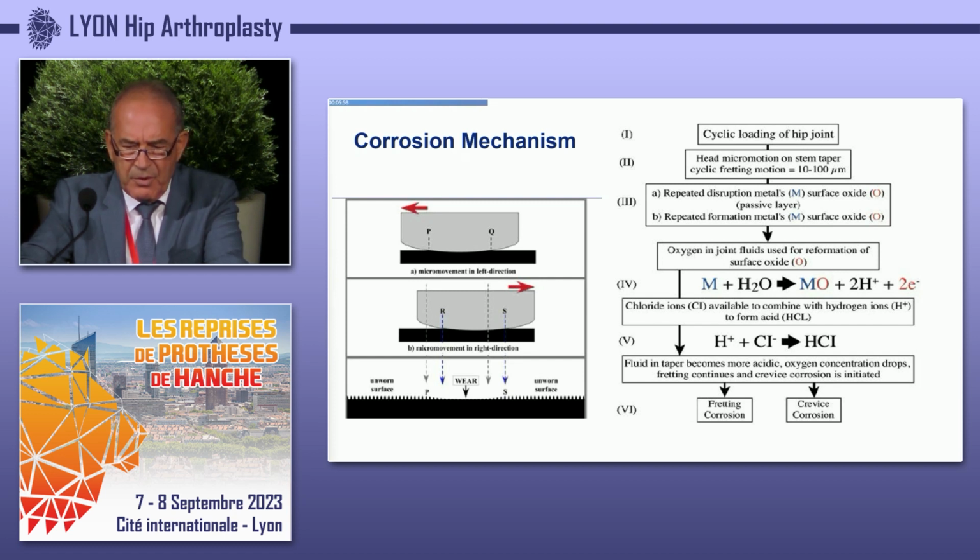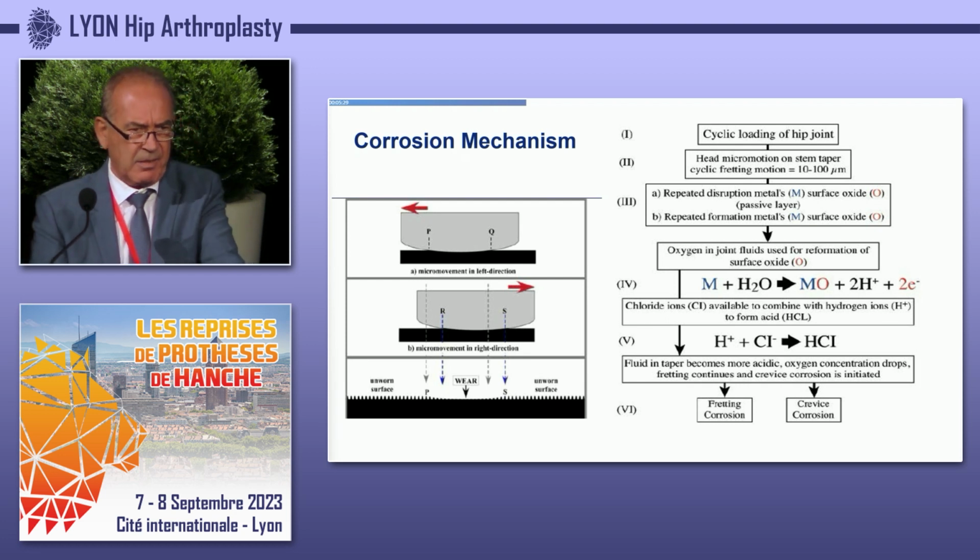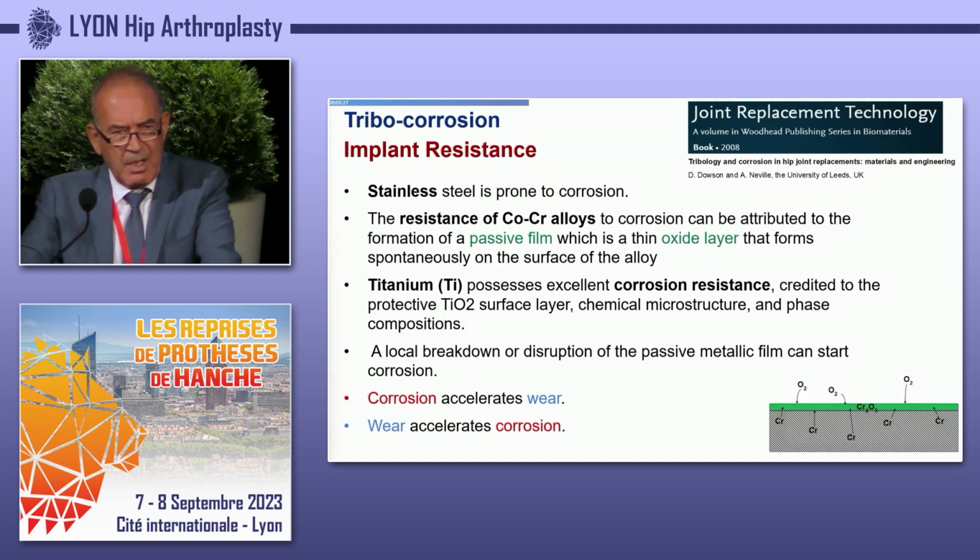The oxygen in the joint fluid is used for formation of the surface oxide, and there are chloride ions available to combine with the hydrogen ions and form hydrochloric acid. And this acid makes the fluid in the taper more acidic, and oxygen concentration drops, fretting continues, and corrosion and crevice deteriorate.